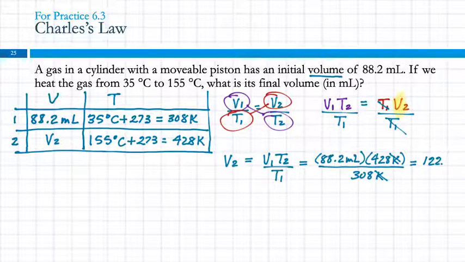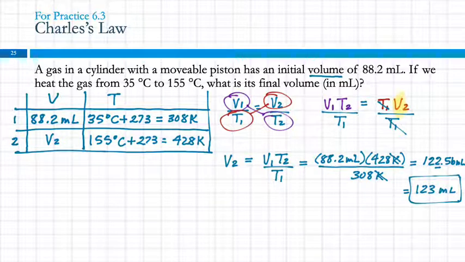So 122.56 milliliters. Everything's got 3 sig figs, which is pretty common. And so we're going to say that the answer is 123 milliliters. And we can ask ourselves, well, does that make sense? I had a gas that was 88 milliliters, and I heated it up. Do I expect it to get bigger or smaller? Bigger. And it did get bigger.